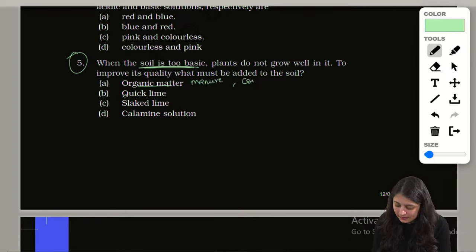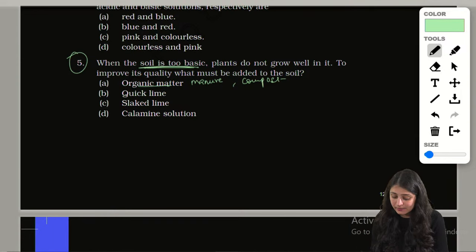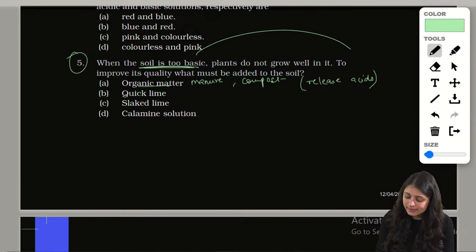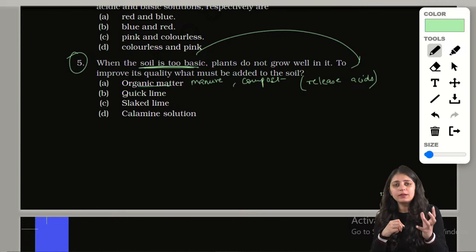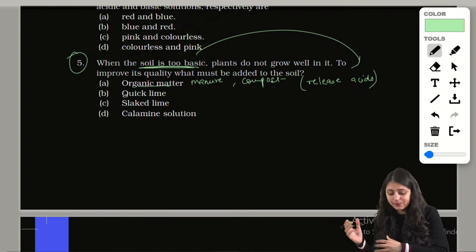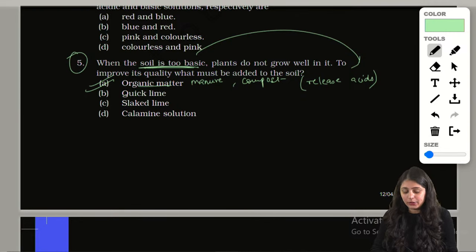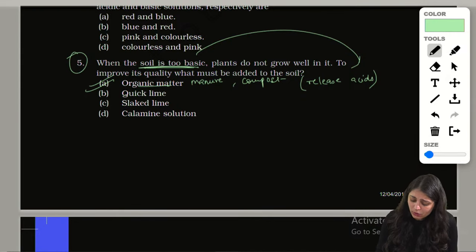कंपोस्ट ऐड कर सकते हैं. ठीक है, तो ऑर्गेनिक मैटर क्या है? इट्स डिराइव्ड फ्रॉम प्लांट्स एंड एनिमल्स. ये क्या करते हैं? दे रिलीज एसिड्स. अगर सॉइल बेसिक है, उसे न्यूट्रलाइज करने के लिए वी वुड रिक्वायर सम एसिडिक सब्सटेंस. सो वी आर गोइंग टू यूज ऑर्गेनिक मैटर. व्हाई आर वी नॉट यूजिंग क्विक लाइम? व्हाट इज क्विक लाइम? इट्स कैल्शियम ऑक्साइड, इट्स बेसिक. Slake lime is calcium hydroxide.